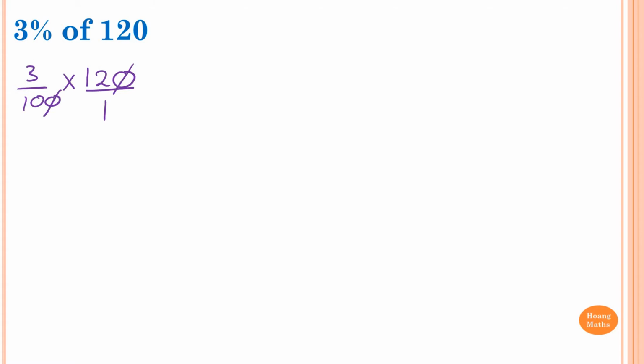So we just use 3 times 12 first. So 3 times 12 is 36. So 36 over 10. So divide by 10, it's just moving the decimal point. It's right at the back here. So we just move 1, cancel out. So the answer is 3.6.